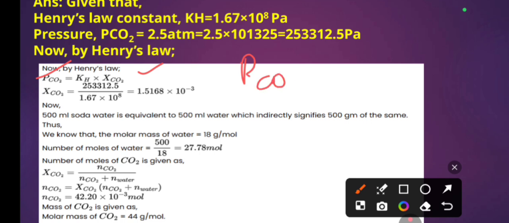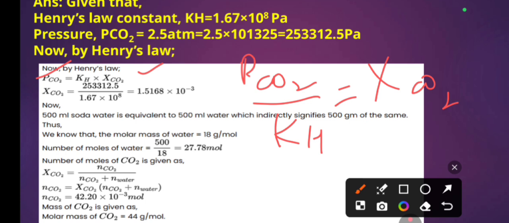Partial pressure of CO2 divided by kH is equal to the mole fraction of that solute. The partial pressure is already given, 2.5 atmosphere, but you have to convert this into Pascal by multiplying with 101325. So you have got the partial pressure. This value you can keep here.